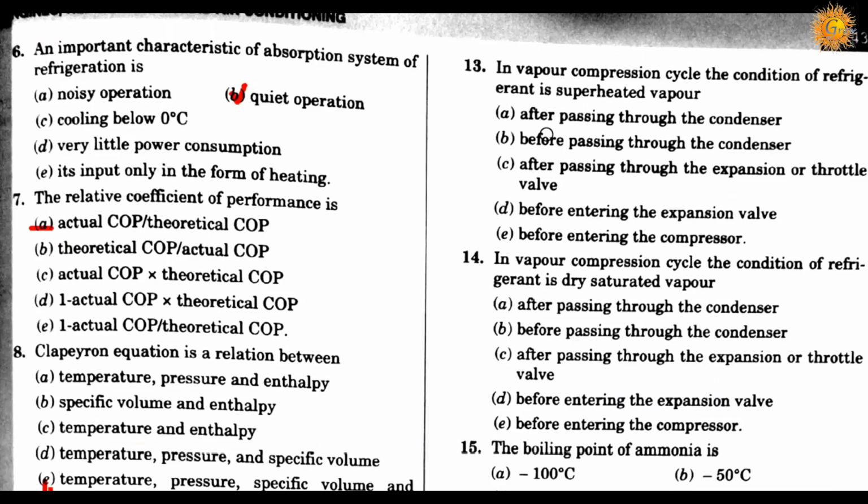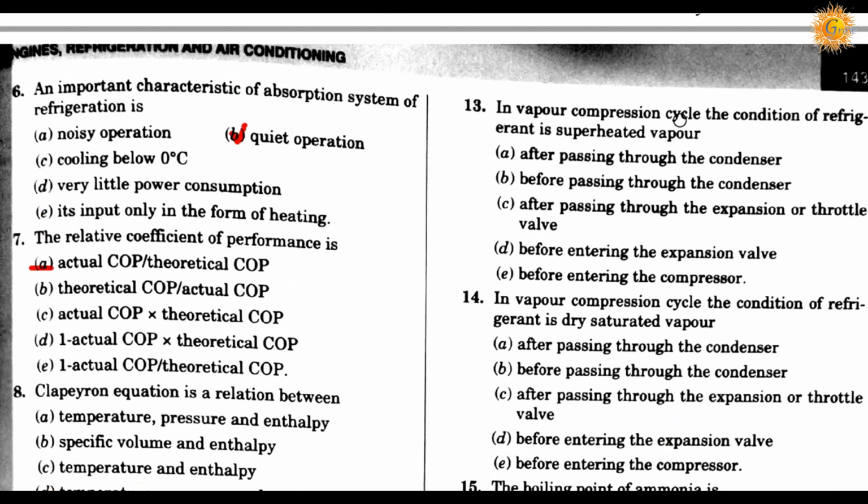Question number 13. In a vapor compression cycle, the condition of refrigerant is superheated vapor. Option A, after passing through the condenser. Option B, before passing through the condenser. Option C, after passing through the expansion or throttling valve. And option D, before entering the expansion valve. And option E, before entering the compressor. So the correct answer is B, before passing through the condenser.